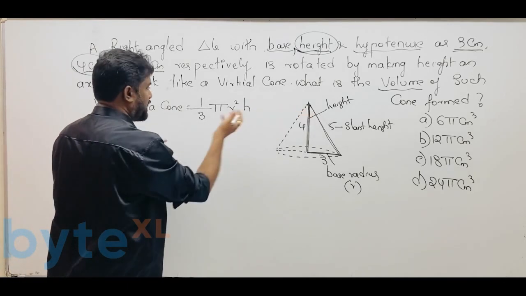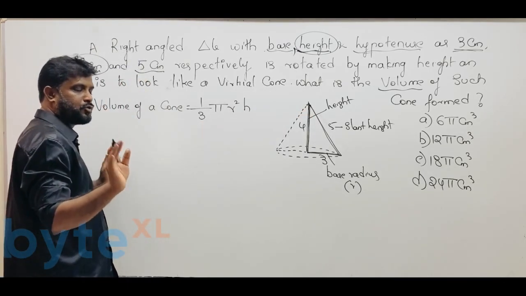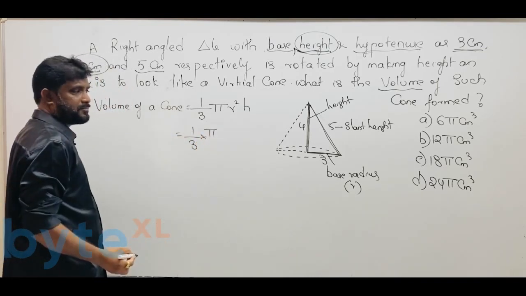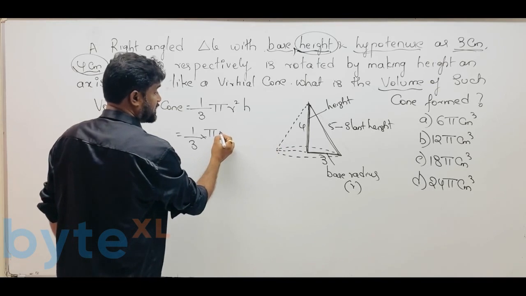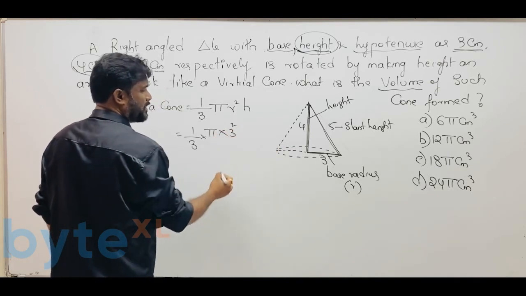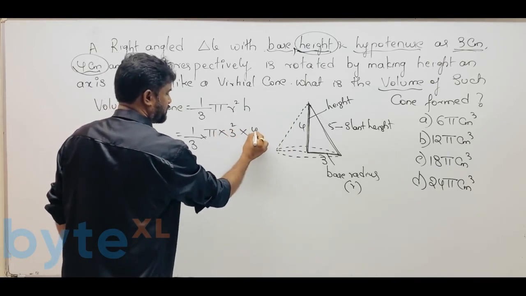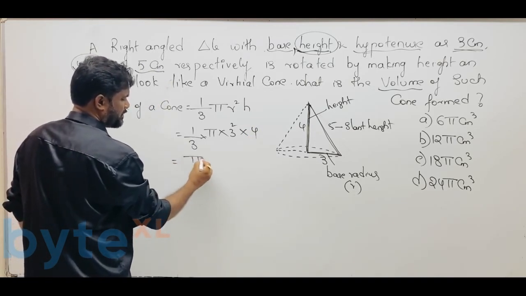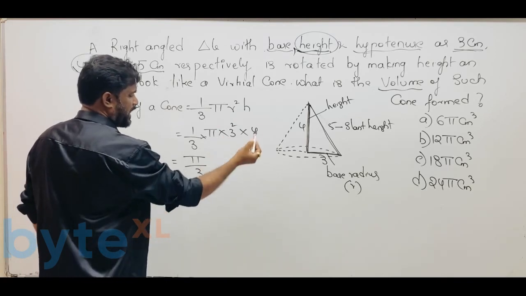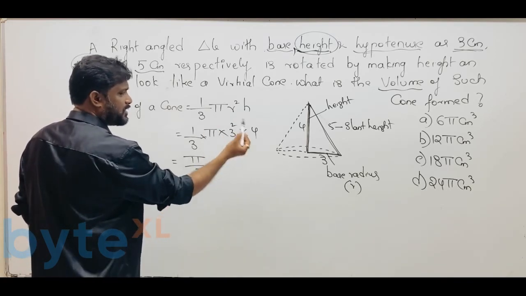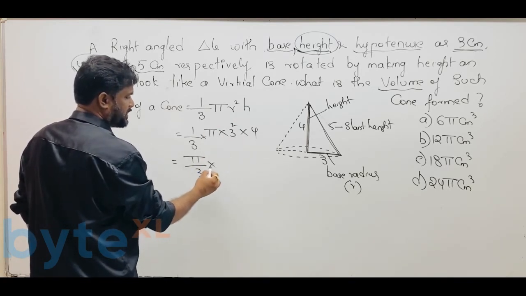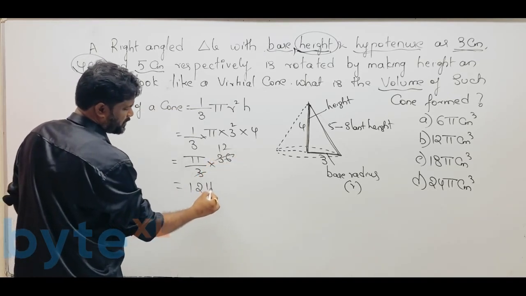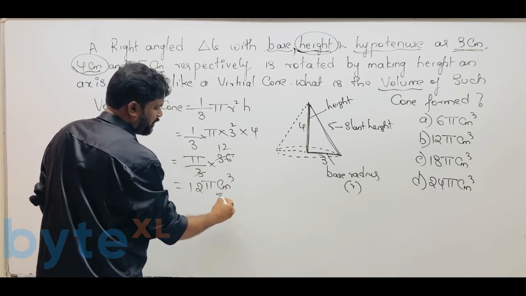Anyway, we'll keep pi as pi, not 22 by 7. So it is 1 by 3 pi, what is r square? R square is 3 square, into h. What is h? 4. So it looks like 1 by 3 pi into 9 into 4. 3 square is equal to 9. 9 into 4 is equal to 36. So 3 goes into it 12 times. So what is the answer for this question? 12 pi centimeter cube.